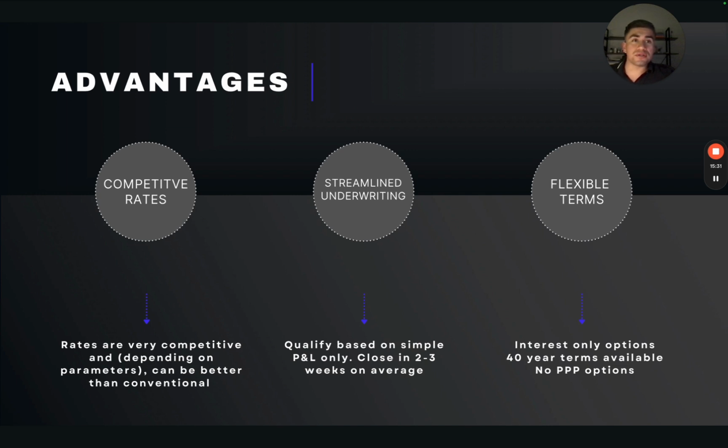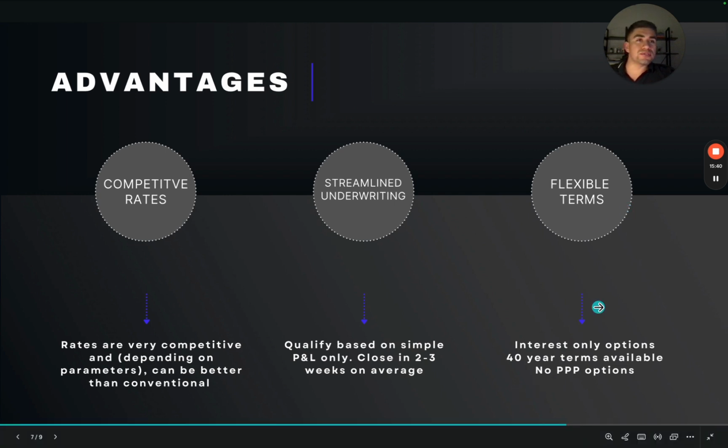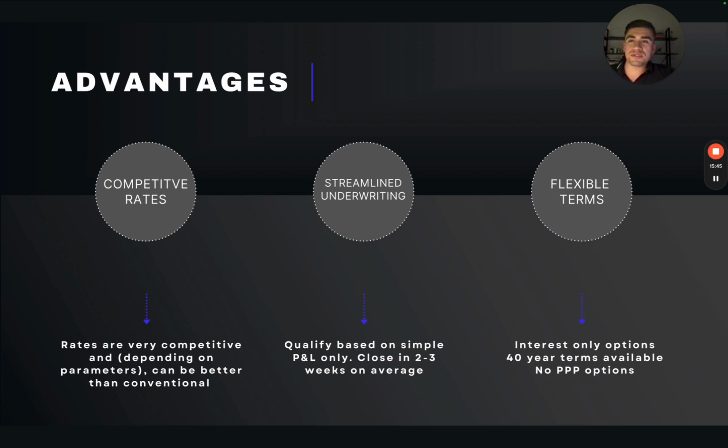If you want 40-year terms, we can even do that if it makes sense. If it's an investment property and there's a prepayment penalty that would be applicable, you do have the option to buy that out. So we can do a lot of different things here just depending on the situation and what makes the most sense for you.